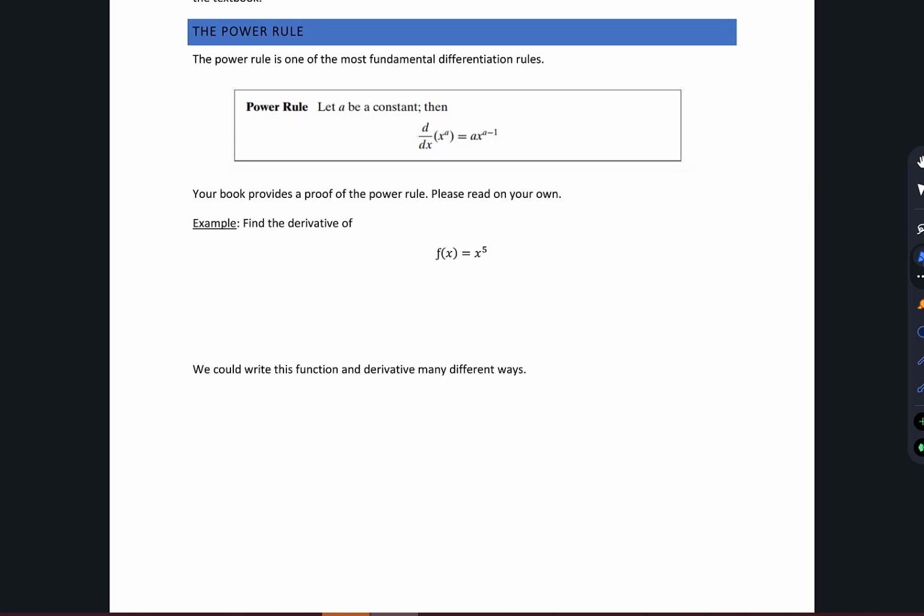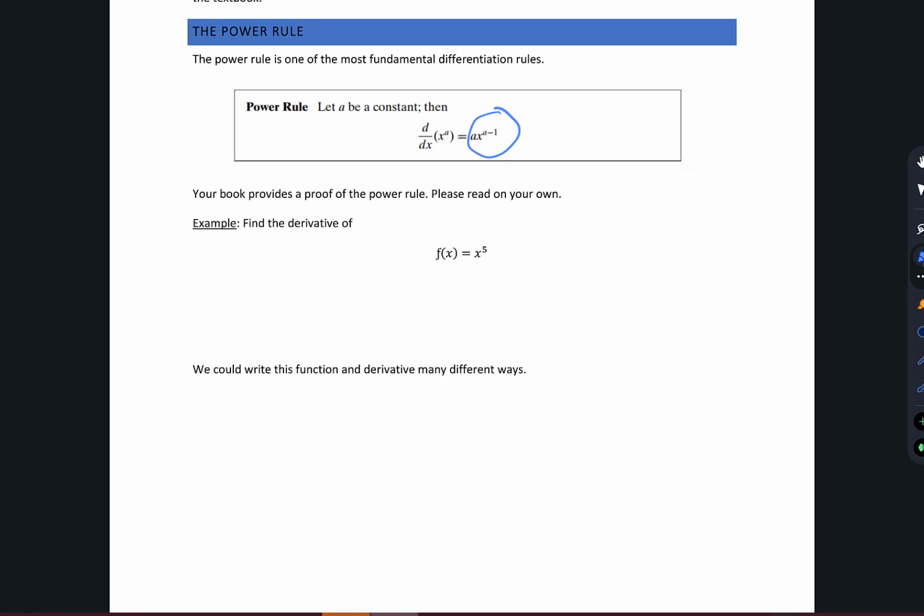And so the rule says if you're taking the derivative of a function that looks like x to the power of a, where a is a constant, then the derivative is going to be equal to a times x to the a minus 1 power. And your book provides a proof of the power rule, and so please read that proof on your own.